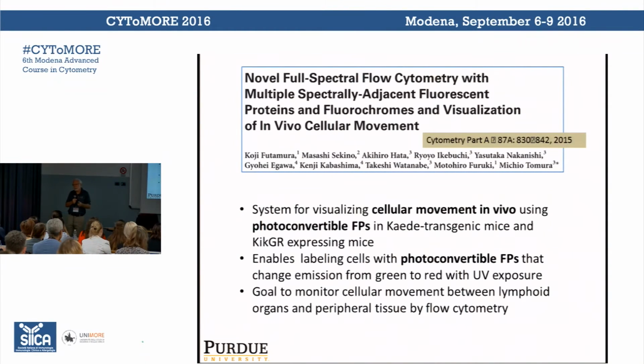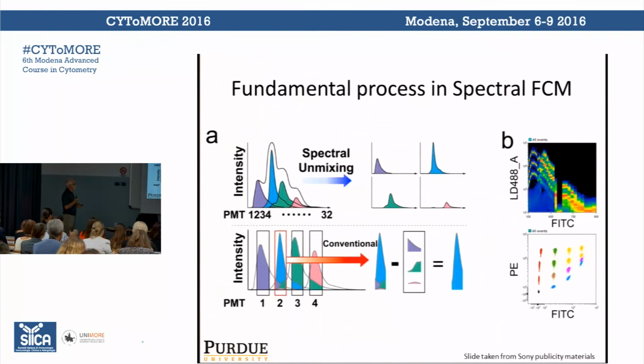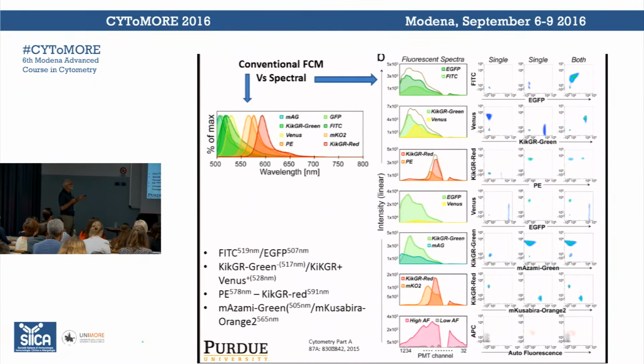Here's another example that was published a year or so ago, and this is a complicated experiment. I won't go into all the details, but what they were interested in doing was finding these photoconvertible fluorescent proteins, and after UV exposure, finding those cells in vivo. And they had 2 choices. They could use conventional analysis, or they could use a spectral unmixing process. And of course, because it's on the Sony instrument, they can do the spectral unmixing. So here is the conventional versus the spectral analysis.